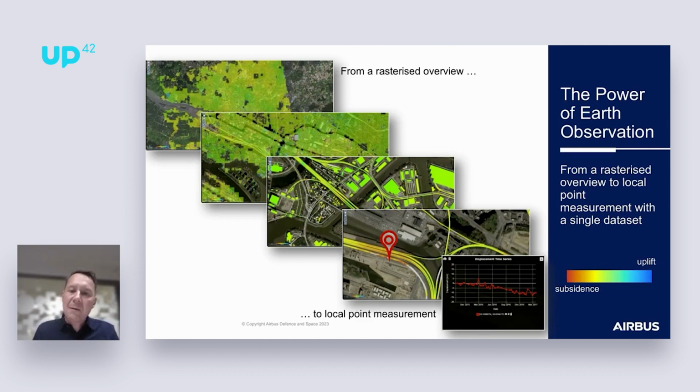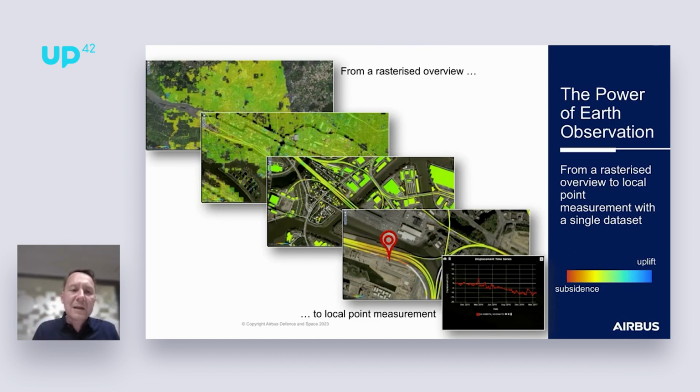On the upper left, we have a rasterized view of a city. In this case, it's Hamburg. This is what you're used to when using satellite imagery. You get a total view, a raster image, in this case colorized in terms of the movement effects. But with this InSAR technique, with this kind of product, you can do a deep dive.